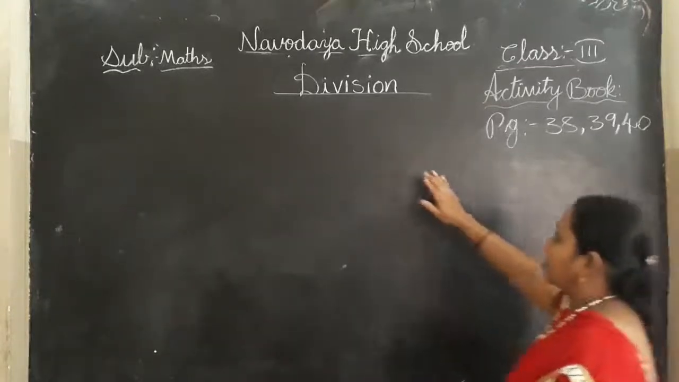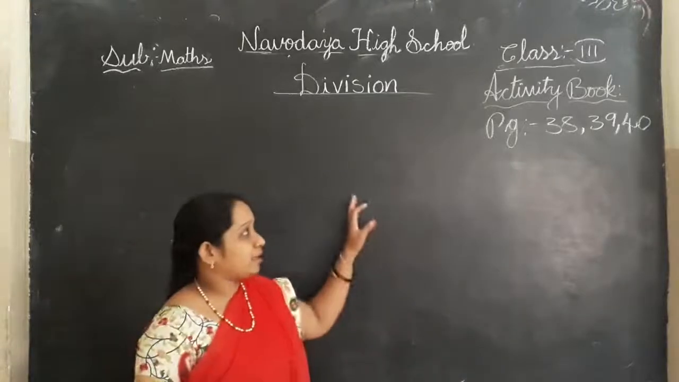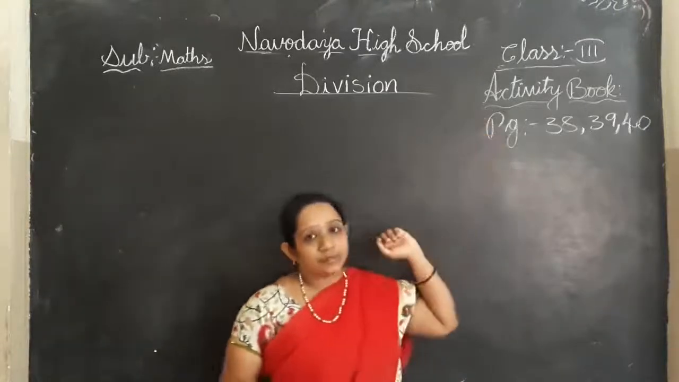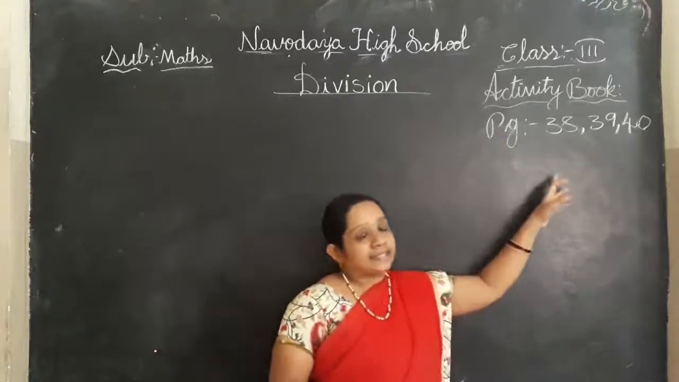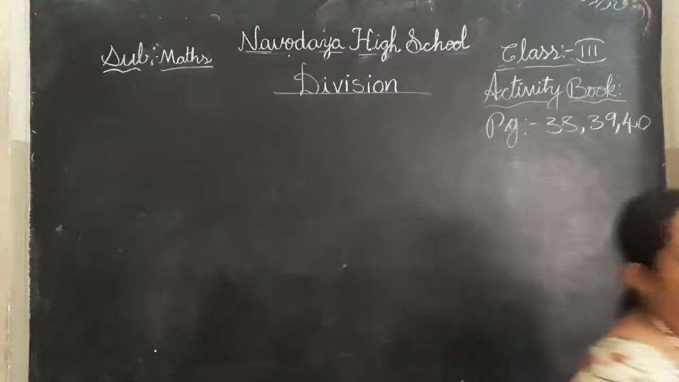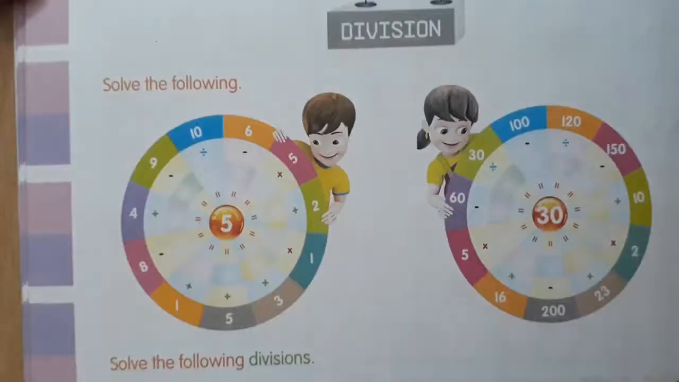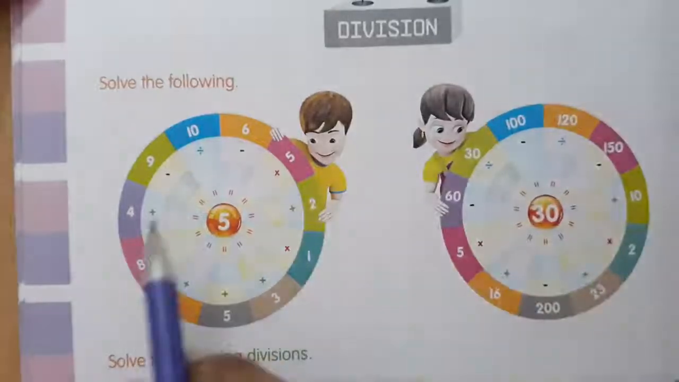We are doing the divisions chapter, children. Now the workbook is completed. Today let us do the activity book, page numbers 38, 39, 40, children. Open your activity books, children. Open page number 38. Page number 38, division.